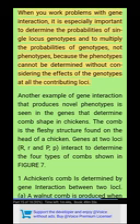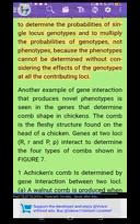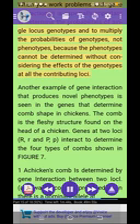When you work problems with gene interaction, it is especially important to determine the probabilities of single locus genotypes and to multiply the probabilities of genotypes, not phenotypes, because the phenotypes cannot be determined without considering the effects of the genotypes at all the contributing loci.